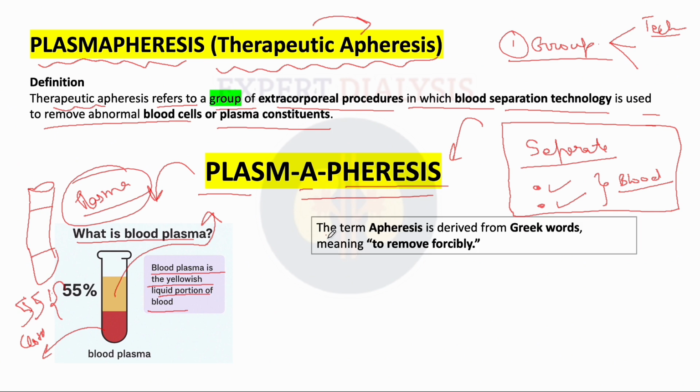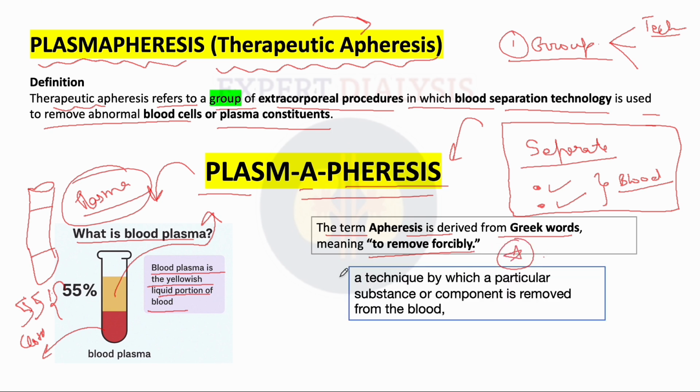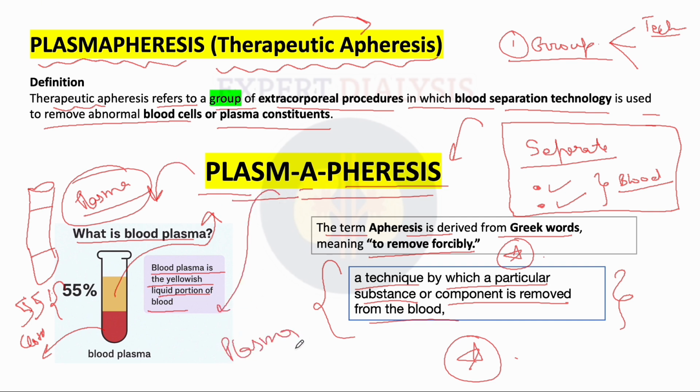The term apheresis is derived from the Greek word meaning to remove forcibly. So removing something is what we call pheresis. What is the technical meaning here? It is a technique by which a particular substance or component is removed from blood. So this is the meaning of plasmapheresis. We are forcibly separating the plasma part from the blood. So this is the meaning of plasmapheresis.